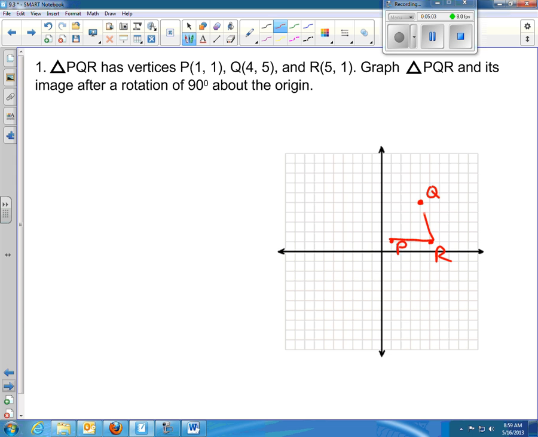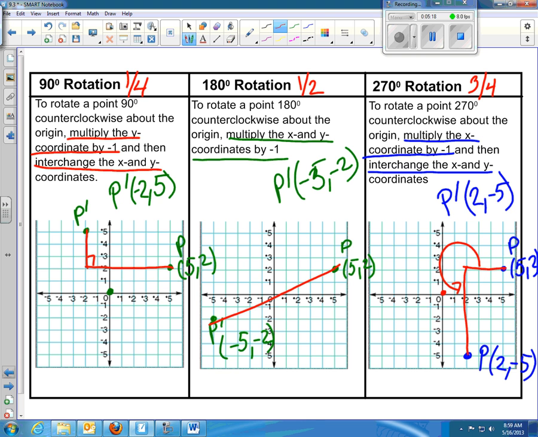So we graph this triangle. It says graph PQR and its image after a rotation of 90 degrees about the origin. So looking, we are going to make P, Q, and R prime. 90-degree rotation, that's this one right here. We're going to multiply the y by -1 and then switch them.